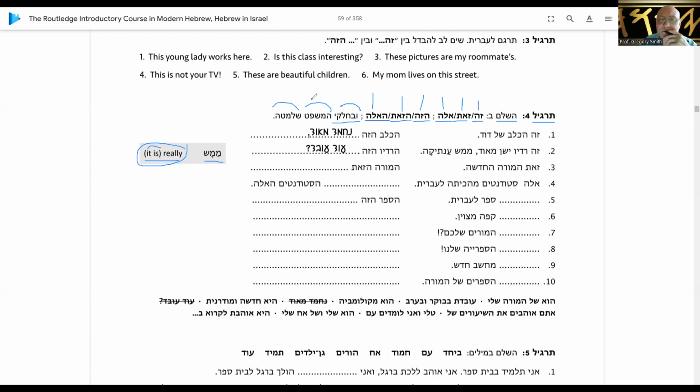Okay, let me see what they've got with their exercises here. They've got Zeh Caleb Shel David. This is the dog belonging to David. Now, what are we supposed to do here? Caleb Hazeh. So we need to make it say, this dog belongs to David.